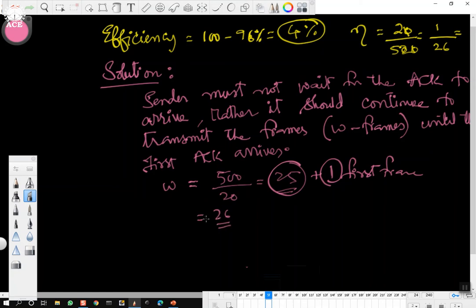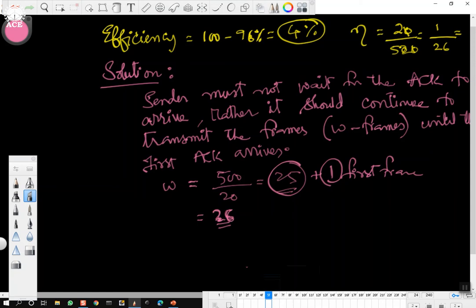This is generally the number of frames that it can send before getting blocked. The number of frames that it can put into the pipeline before the first acknowledgement comes is 26. Number of frames that can fit in the channel, 25, plus one frame that can also be sent in the beginning. So 25 plus 1 becomes 26. This is the maximum number of frames that it can fill in the pipeline rather than getting blocked.